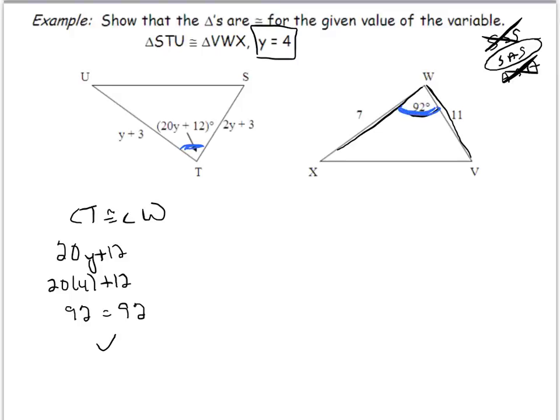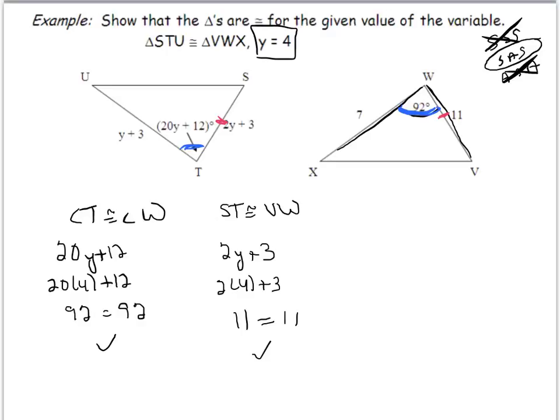The next piece that I see is that ST would have to be congruent to VW. So let's take a look at ST here. ST is 2y plus 3. If I plug my 4 in, 2 times 4 plus 3, I get a value of 11. Well, does 11 equal 11? It sure does, which makes side ST congruent to side VW.